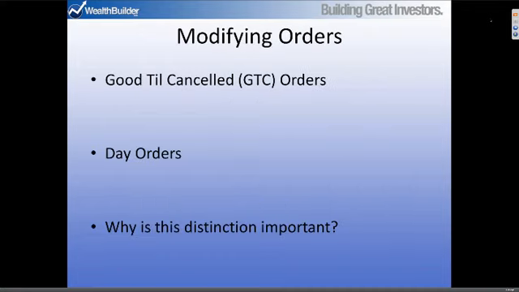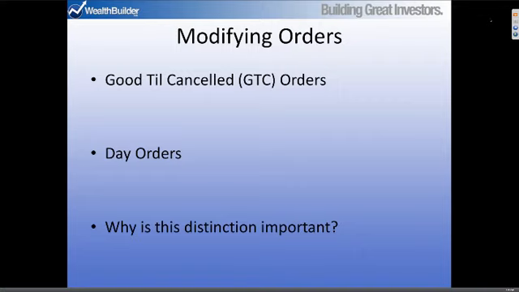So, modifying orders. When we have stop orders, we want to modify them. The two kinds of modifiers are good till cancel orders, which are commonly known as GTC. A good till cancel order is an order that, once you place it on the platform, will remain there until you manually remove it or until it's filled. A day order is an order that, when it's placed on the platform, is only good for the trading day that you place it in.